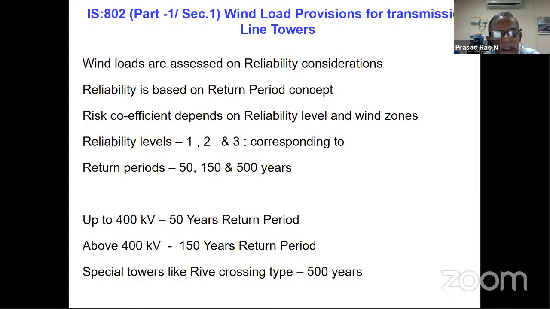So based on the previous wind data, it has been decided on these 50 years, 150 years, and 500 years. Special towers like river crossing towers, that is a unique tower, only one tower or two towers. There we cannot take any chance that the tower should fail. So we'll go for 500 years. That means the maximum wind that might have occurred in 500 years is taken, and for that the tower is designed. That means loads will be heavier and your tower will be heavier and more reliable.